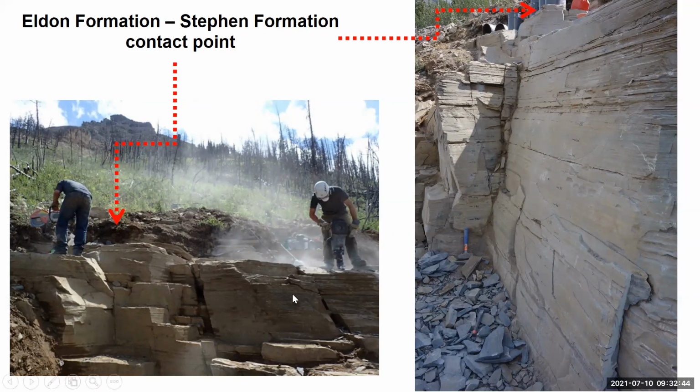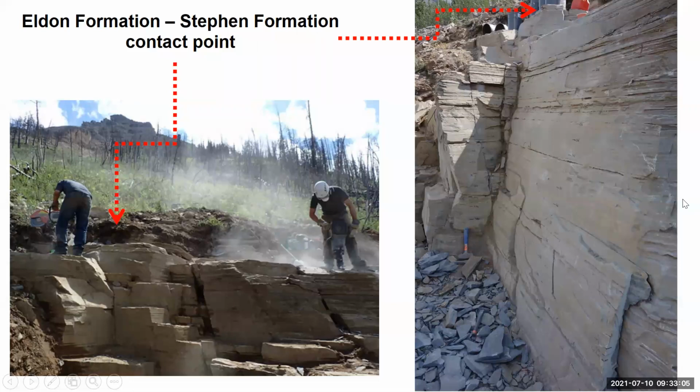So this is the top of the Marble Canyon quarry here, and that's me with the rock saw and Sean Bernard with a jackhammer. And so the overlying Eldon Formation, of course, the Burgess Shale is part of the Stephen Formation. So the overlying geological formation contact point is actually right about here, or about here on this photo, if we're looking at a side view of the quarry.